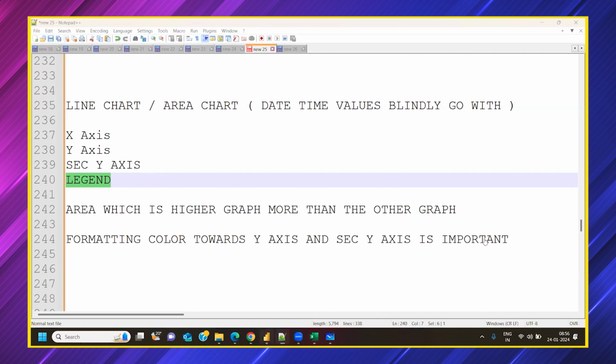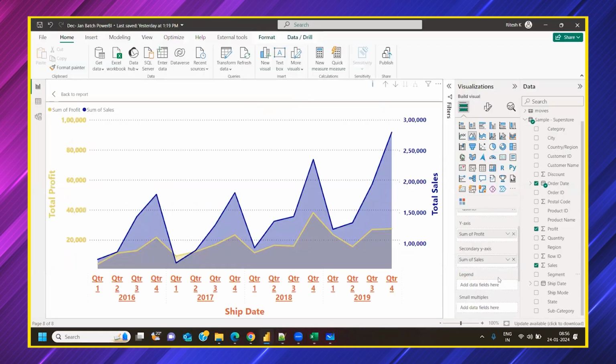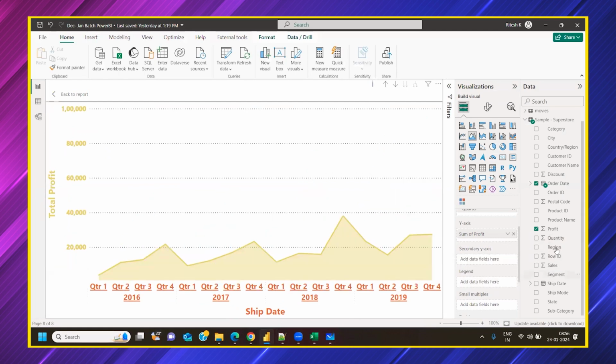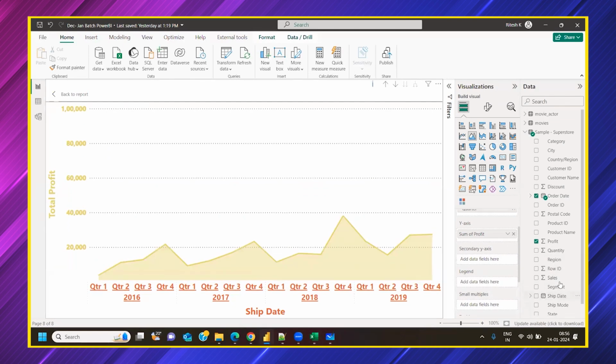So in case of line chart, see one thing, if you're using secondary y-axis, you cannot drag and drop any specific legend here. See, I'm dragging, it is not taking. Maybe you think that I'm scrolling it back. No, that is not the case. I'm dragging a quantity here. I'm dragging region here. It is not taking. Now what I'll do, I'll remove this sum of sales. I'll take a region. Here it will work. Maybe I'll take segment.